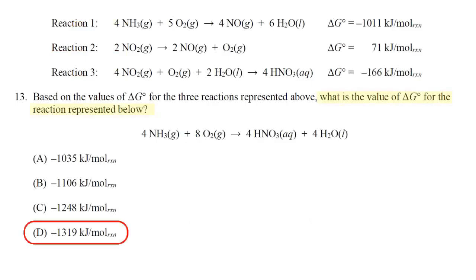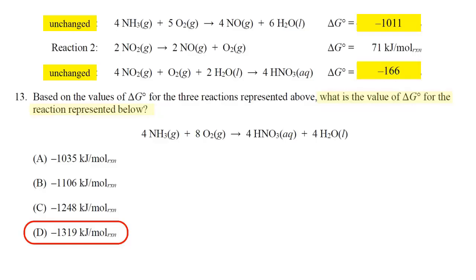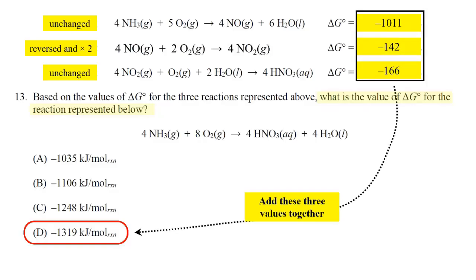So to summarize, reaction 1 was unchanged and the delta G remained at negative 1,011. Reaction 3 was also unchanged and that delta G remains at negative 166, but reaction 2 was reversed and multiplied by 2, so that delta G became negative 142. And then I added those 3 values together and I got my answer of negative 1,319. So again, this was a Hess's law type problem involving delta G values.